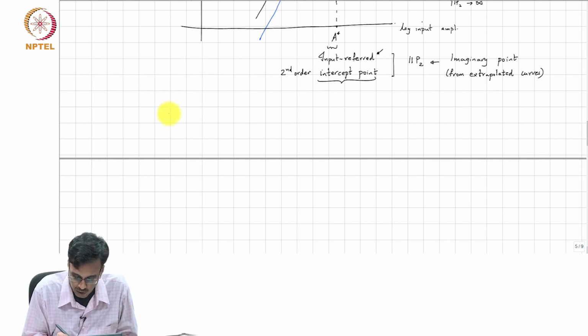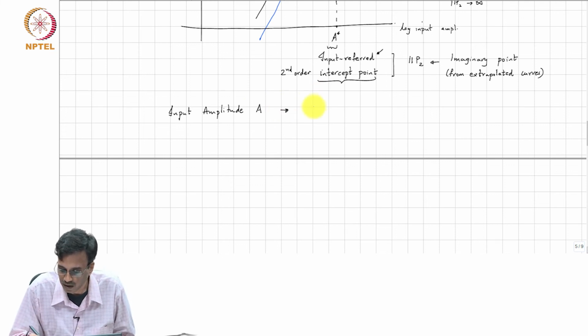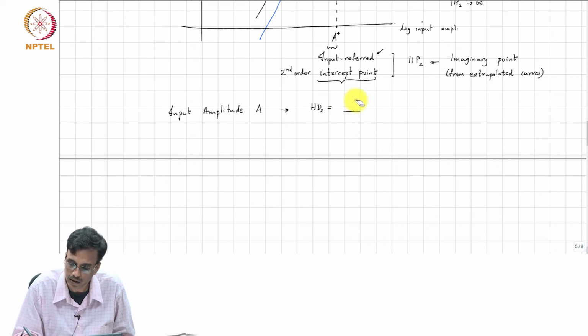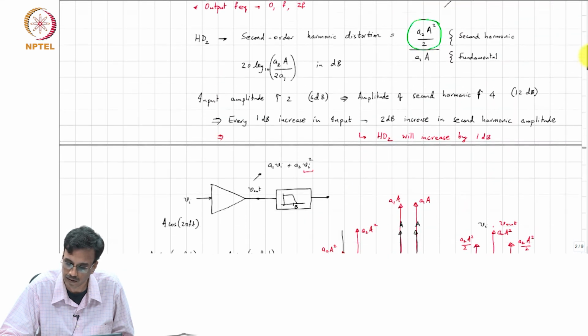So, let us say the input has an amplitude capital A, then the HD2 is A2 capital A by A1, right, as you can see from our earlier analysis.